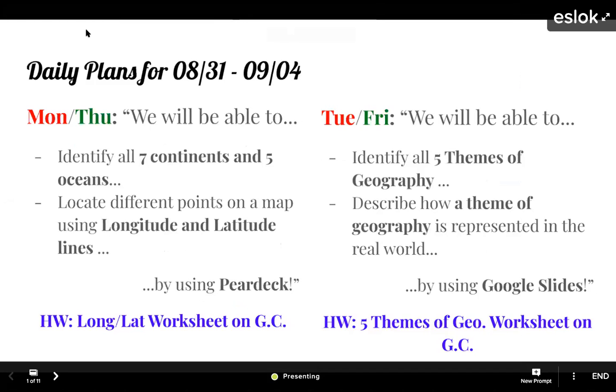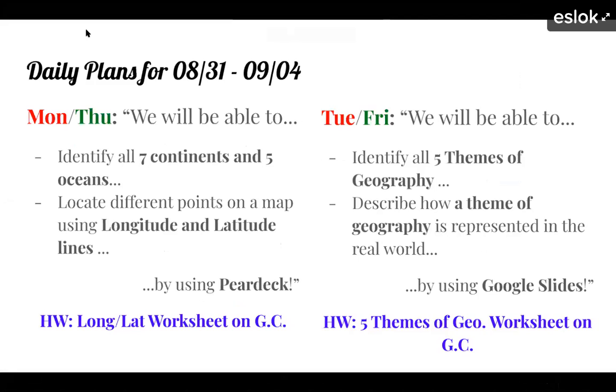So as you can see, hopefully you guys got to look at this earlier today, as to what our plans and our days are gonna look like today and tomorrow. All right, today we're gonna be going over the 7 continents and the 5 oceans. And the main thing is being able to locate different points on a map using the longitude and latitude lines, right? We're gonna be using Pear Deck for that.